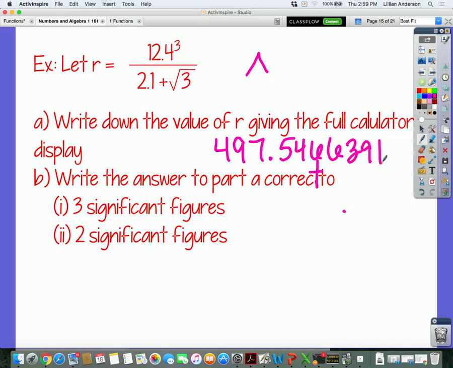Okay? It's the full calculator display. That's the easy part. Now let's round this to 3 significant figures and 2 significant figures. You guys do that. So when you round this to 3 significant figures, where do you start?